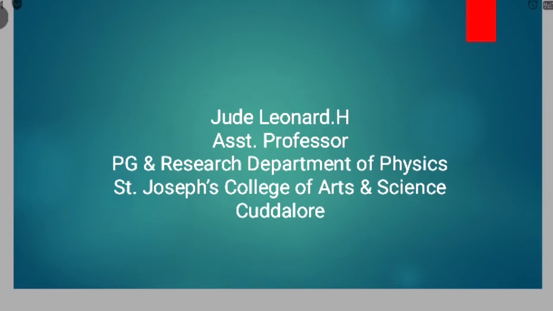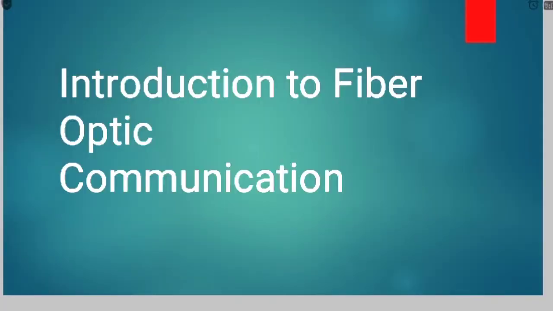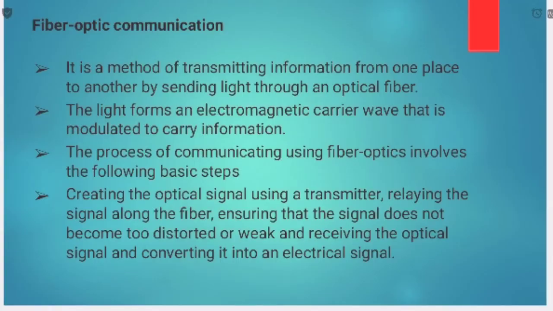So we can see the introduction to optical fiber communication system. What is fiber optic communication? It is a method of transmitting information from one place to another by sending light through an optical fiber. The information is carried by the light, and the medium used is the optical fiber. The light forms an electromagnetic carrier wave that is modulated to carry information. Here the carrier wave is in the form of light, and it is modulated according to the information and carried through an optical fiber.